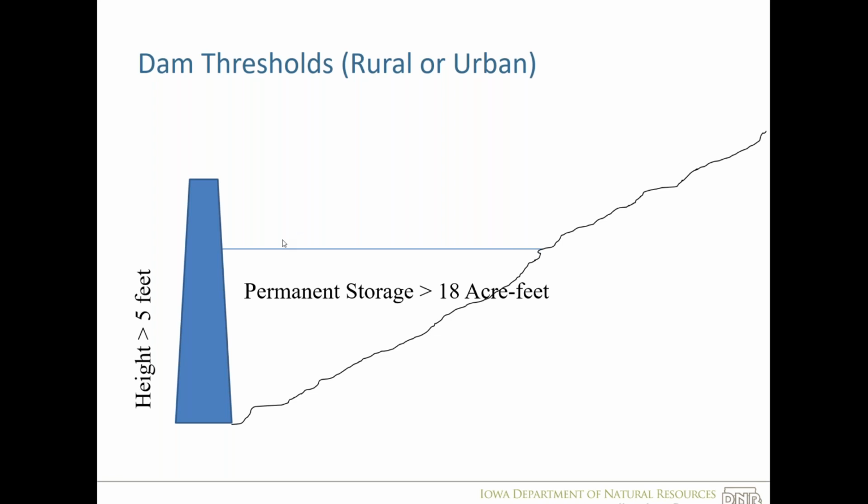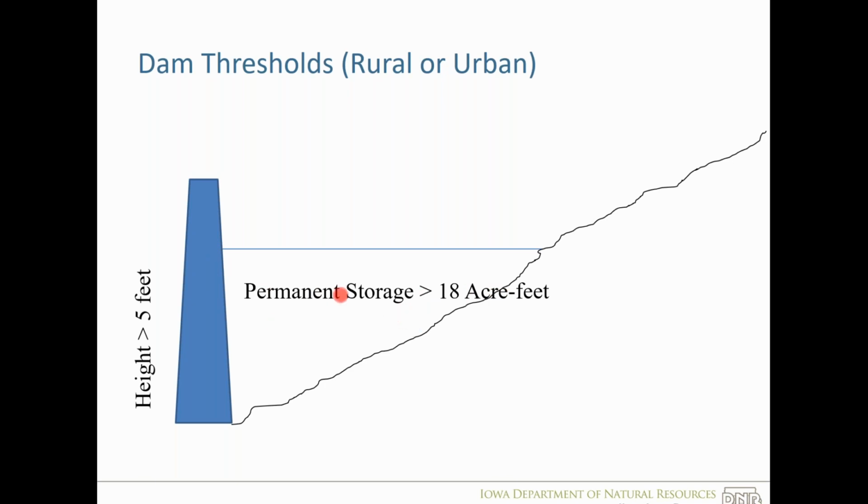So this is the, let me turn my little pointer on again here. So our top of dam is here, and normally we have a water level that is obviously not at our top of dam. So this is our permanent pool where our spillway would be. And that's any dam that's at least 18 acre feet.